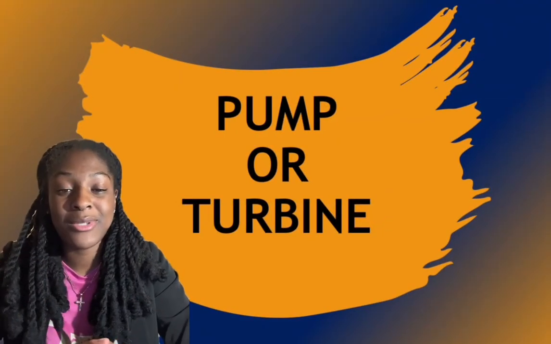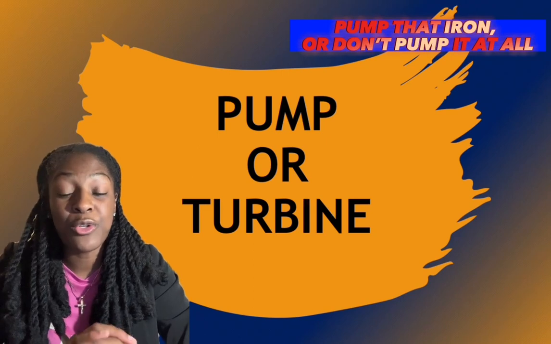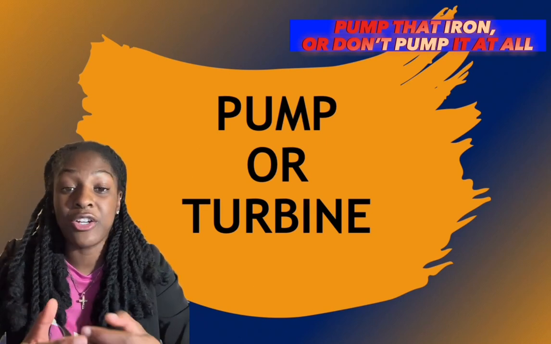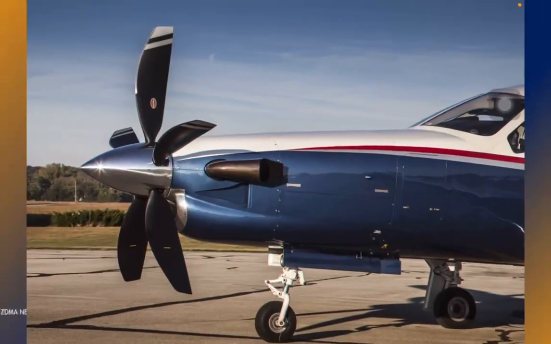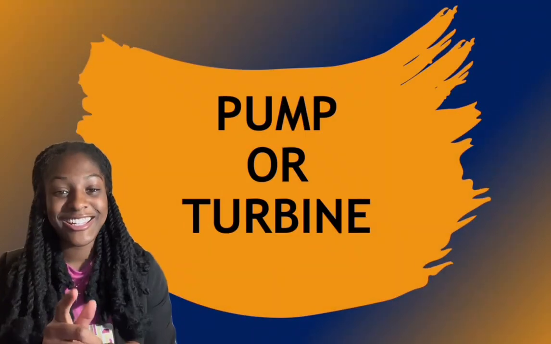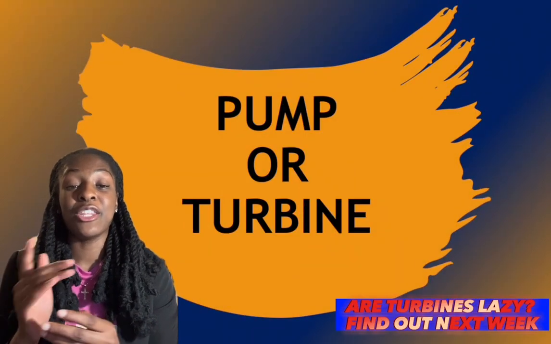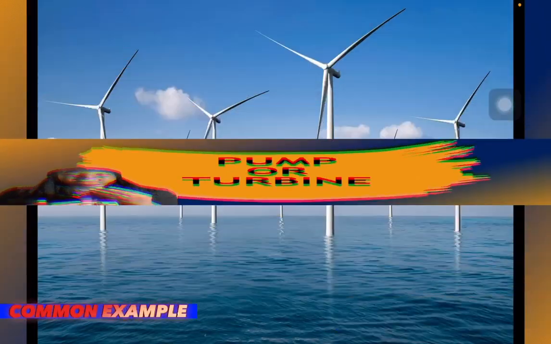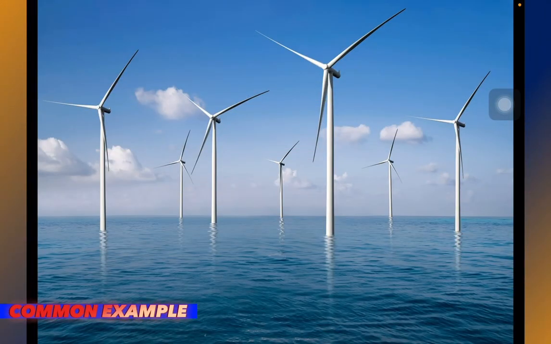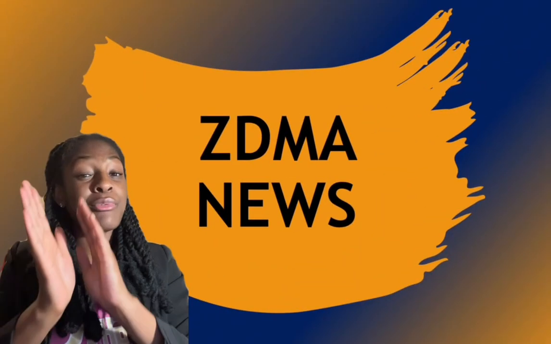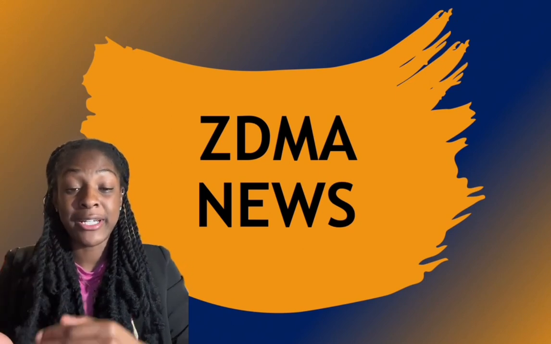When it comes to pumps, always remember they do work on the fluid to move it and increase the pressure of the fluid. A common example of a pump would be a propeller on an airplane or even a ship. On the other hand, when it comes to turbines, the fluid does work on them. A common example of a turbine would be a windmill. So we briefly discussed the difference between a turbine and a pump.